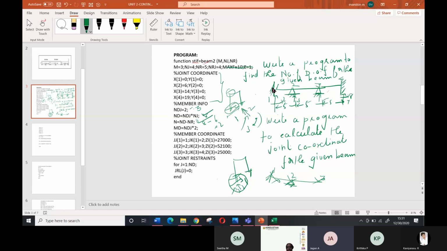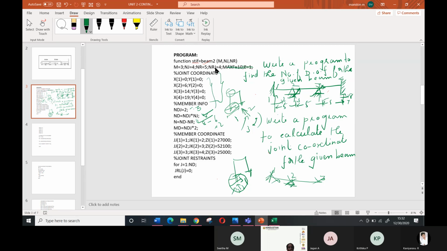2. What are the degrees of freedom? You have rotation degrees of freedom here and the rotation degrees of freedom here. Other things are restrained. Now you understood? Somebody can read the coordinates? Kritika, you can read it? Yeah. 0, 0. Next one is 5, 0. Next one is 10, 0. Next one is 15, 0. How did you write the program for that?